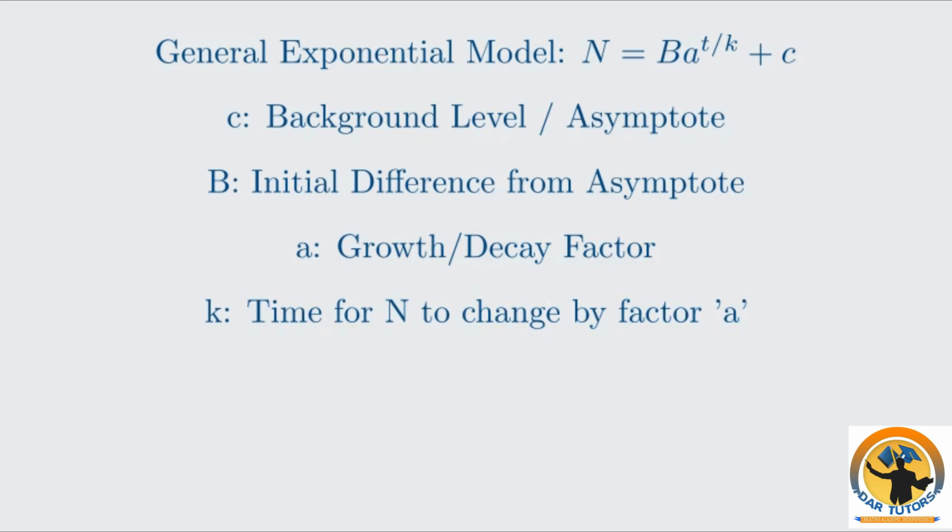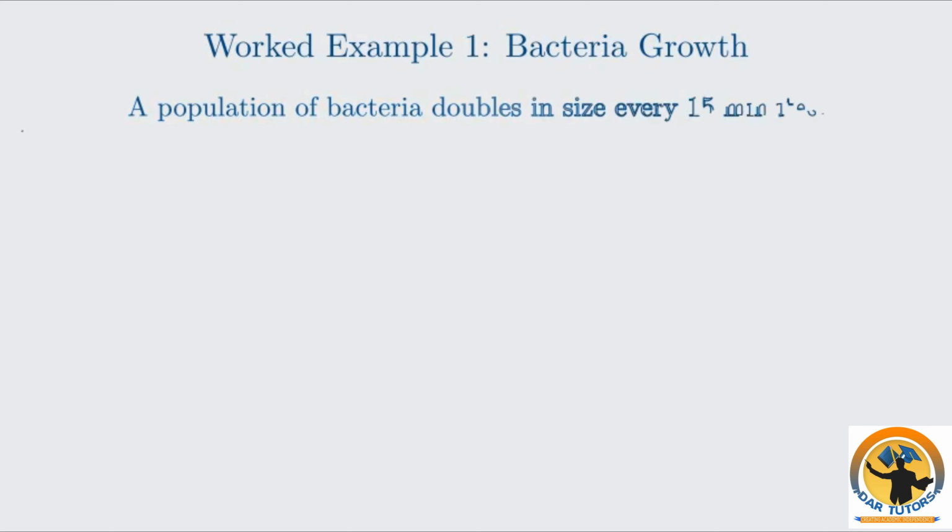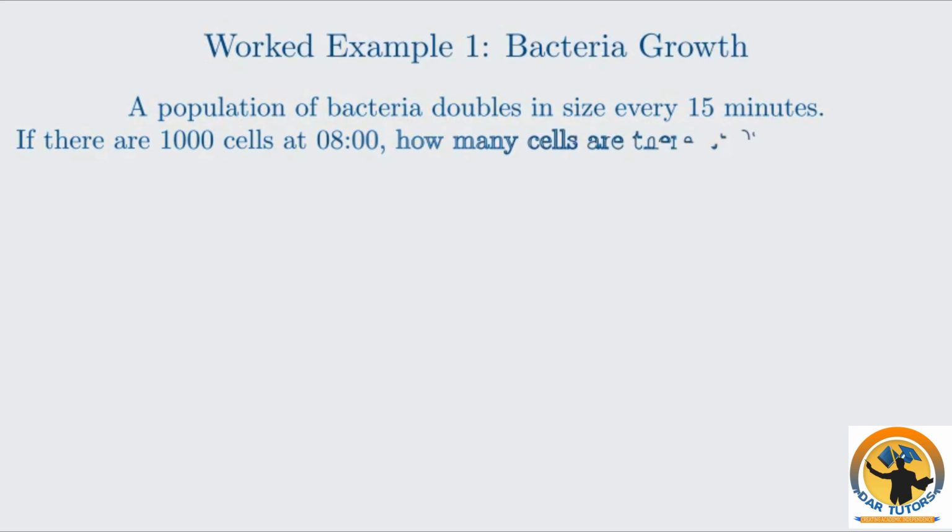We've now established the general form of an exponential model and the meaning of each of its components. Let's put this into practice with our first worked example. This is a classic exponential growth problem. A population of bacteria doubles in size every 15 minutes. If there are 1,000 cells at 8 a.m., we need to find the number of cells at 8:15 a.m. and 9:24 a.m. First, let's set up our model.